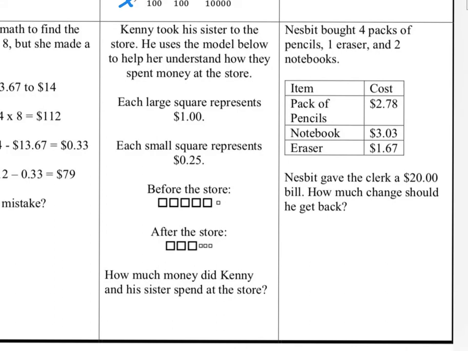For the next one, it says, Kenny took his sister to the store. He uses the model below to help her understand how they spent money at the store. So every large square that you see represents one whole dollar, and every small square is 25 cents. So before the store, they had $1, $2, $3, $4, $5, and 25 cents. So $5 and 25 cents. After the store, they had $3 and 75 cents. So that's our math problem, really.